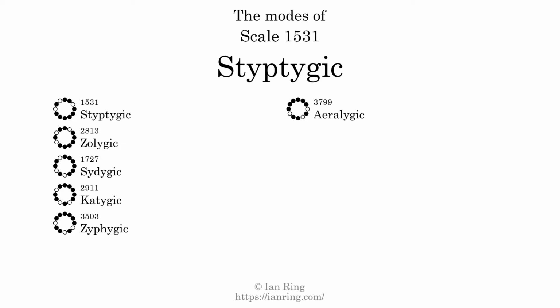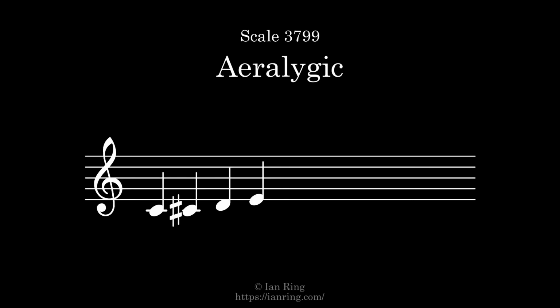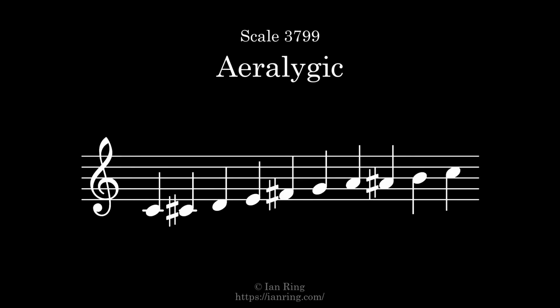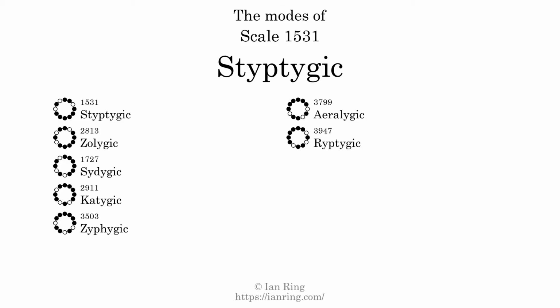The sixth mode is scale 3799, also known as Heteromorphisms. It sounds like this. The seventh mode is scale 3947, also known as Styptygic. It sounds like this.